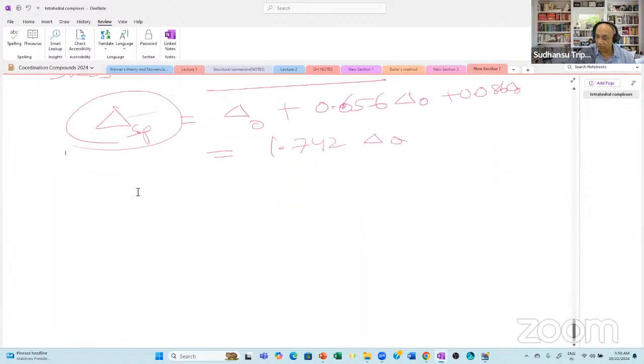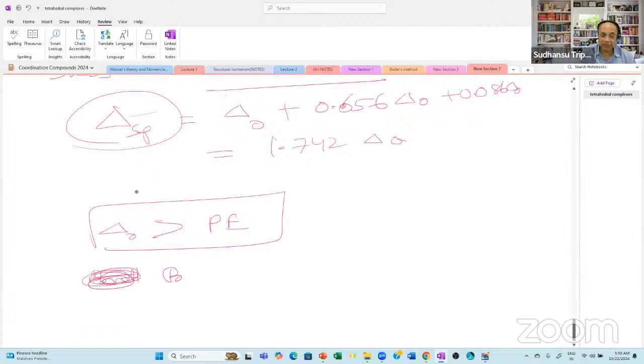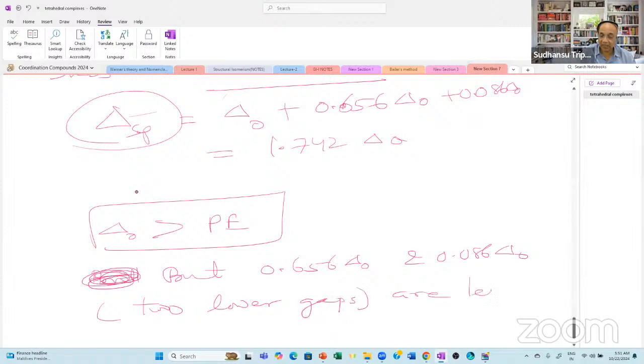And let me tell you that delta O is greater than pairing energy, but 0.656 delta O and 0.086 delta O, the two lower gaps, are less than pairing energy.